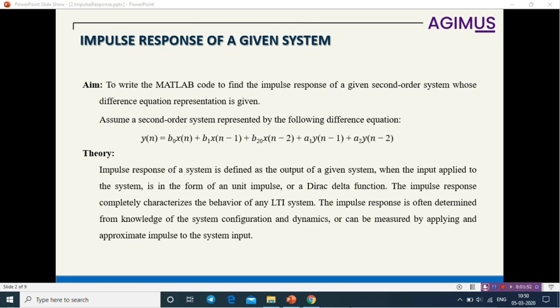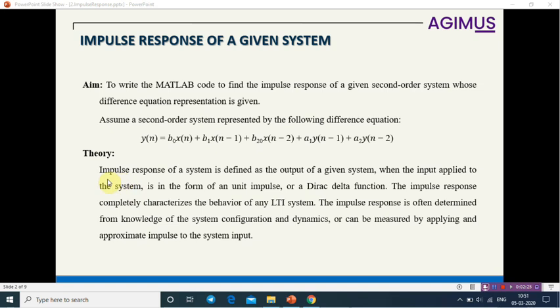So what we have here is we'll be writing a MATLAB code to analyze the impulse response of a given second order system whose difference equation is represented by the equation given below. We assume a second order system where the equation is represented as y of n is equal to b0 x of n plus b1 x of n minus 1 plus b2 x of n minus 2, minus a1 into y of n minus 1 and a2 into y of n minus 2. There is an extra 0 here, please neglect that.